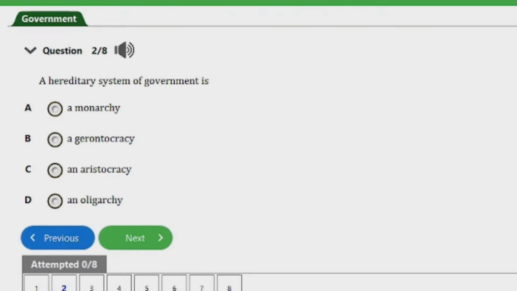So the next question we have here is question number 2. It says, a hereditary system of government is A. a monarchy, B. a gerontocracy, C. an aristocracy, D. an oligarchy. So guys, the answer to this question is option A, that's a monarchy. And that is for this question. Let's head on to the next one guys.